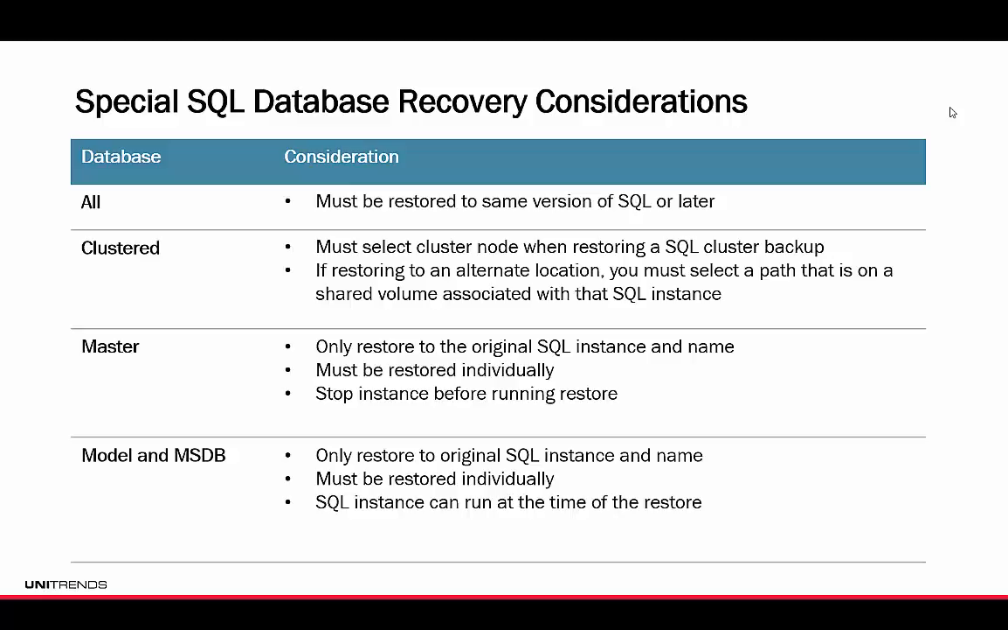Those would fail. The model and MSDB databases only go back to the original server and the same name. There's no real reason to put those on totally different servers. And you have to restore those individually, one at a time. And the SQL instance can be running in the case of putting those two back. So only the master, you have to stop that instance before you actually do the restore. Once again, make sure you restart it once you're done. Then you can do model and MSDB. Then you usually do your other databases if you're restoring a complete server.